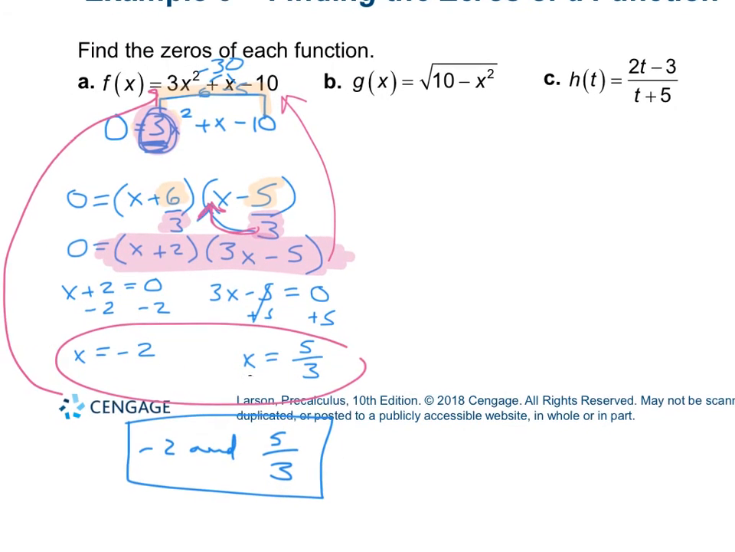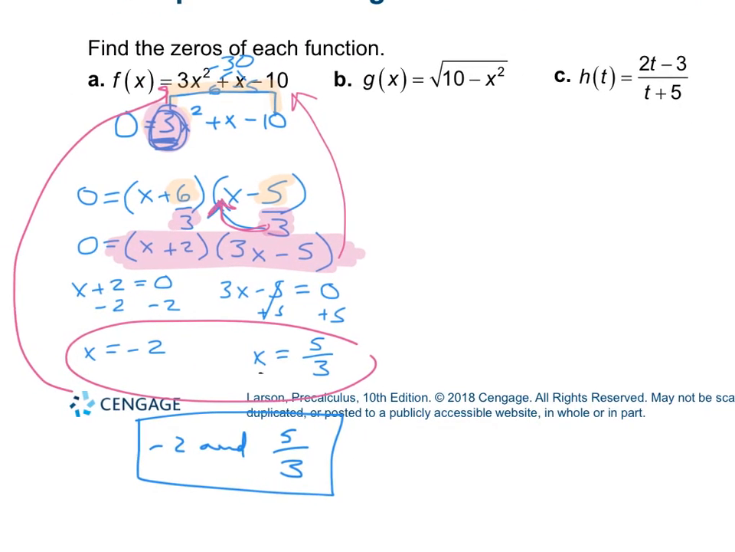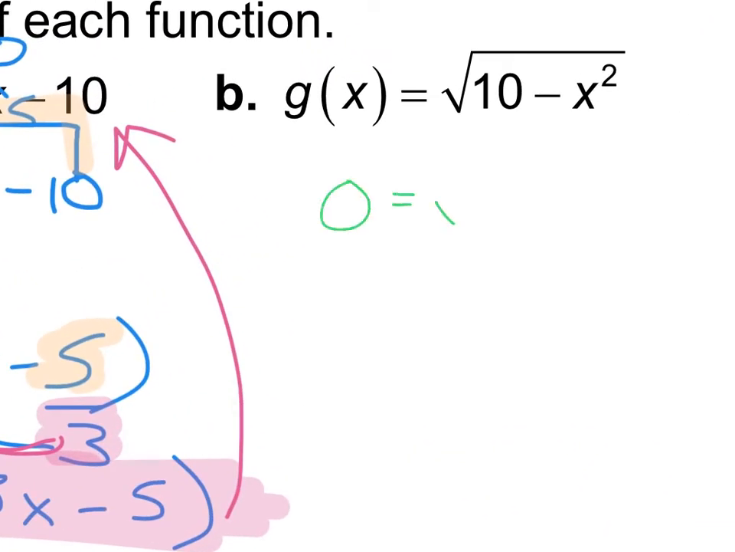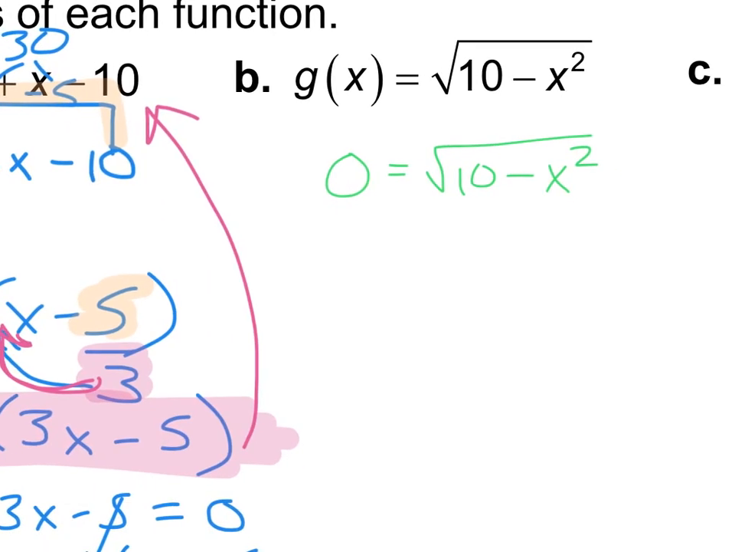Okay, let's go on to b. So we're doing the same thing here. We're changing that g of x to 0. So we have 0 is equal to the square root of 10 minus x squared. We need to get x all by itself, so we're going to perform inverse operations. Since we're square rooting the right side, to get rid of that, we need to square both sides. 0 squared is just 0, and the square root and the squared cancel out. So we're left with 0 is equal to 10 minus x squared.